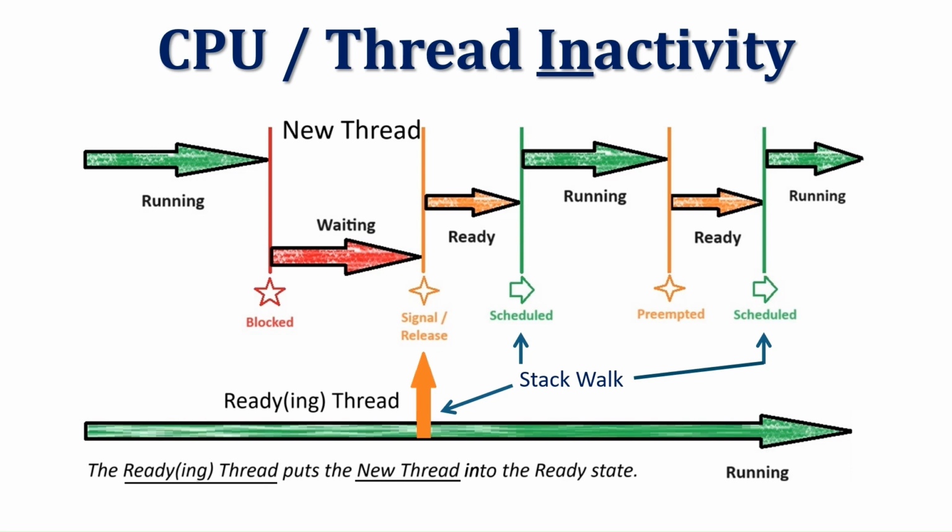The bottom thread is the ready or readying thread. It's the thread that puts the new thread into the ready state via a signal release, like set event, leave critical section, etc. Every one of these thread events logs a timestamp, and 2 of these events also do a stack walk. The readying thread gets a stack walk when it does the signal release. The new thread gets a stack walk when it gets switched in and scheduled to run. This stack walk captures the execution stack at which it was switched out.